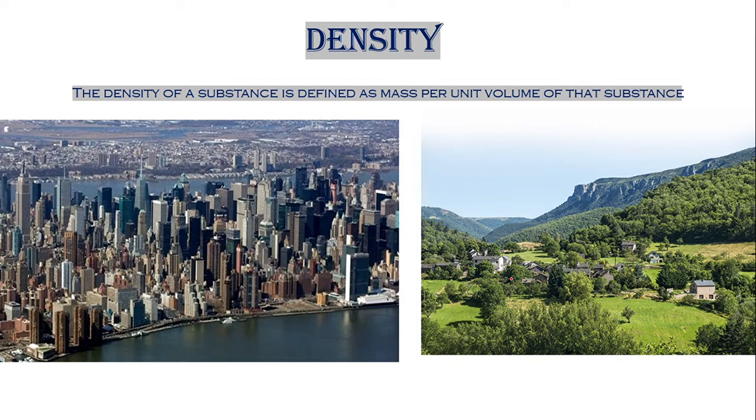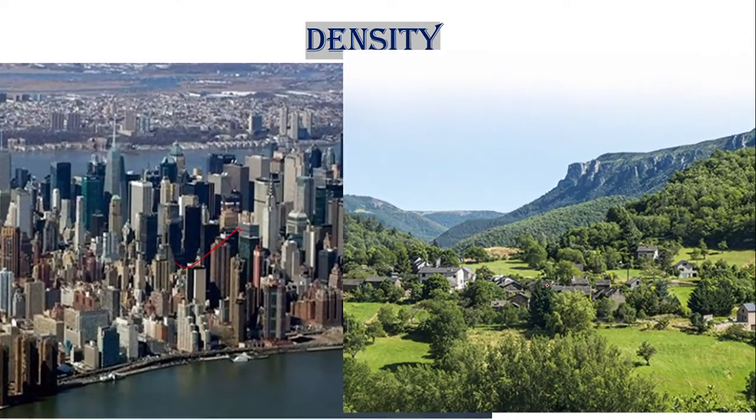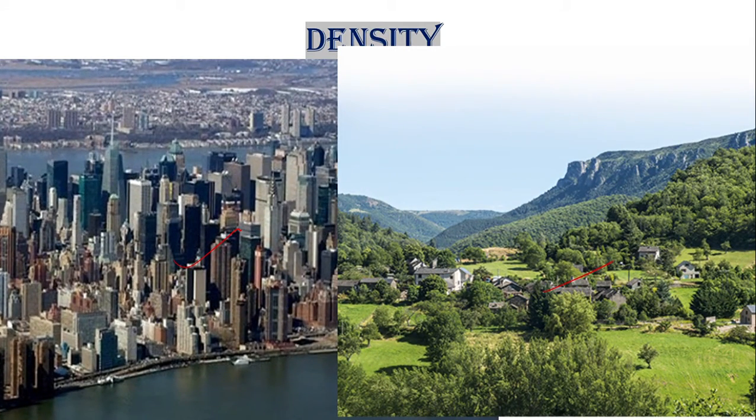For example, in this village, there are hardly 50 houses, not more than that. And over here, not less than 5,000. So this place is called dense, whereas this is called not dense. So density means in a smaller place, a large number of people are staying.